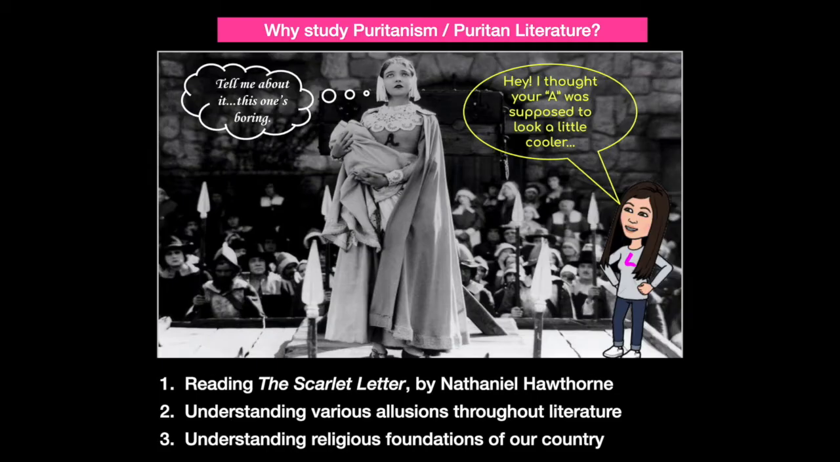For our purposes, we will be reading The Scarlet Letter by Nathaniel Hawthorne, which is set in Puritan New England. It's actually written way after the Puritan period, but it's really important to understand how the Puritans rolled in order to understand what Hawthorne was writing about, the setting, but also essentially what he's railing against in his book as well. There are so many allusions throughout literature and just pop culture, just all sorts of things where people will refer to Puritans and what they believed, or how Puritans would act in a certain situation. So it's just part of being literate and knowledgeable. And then also a big one is understanding the religious foundations of our country.